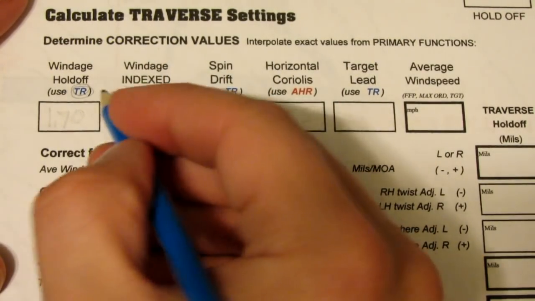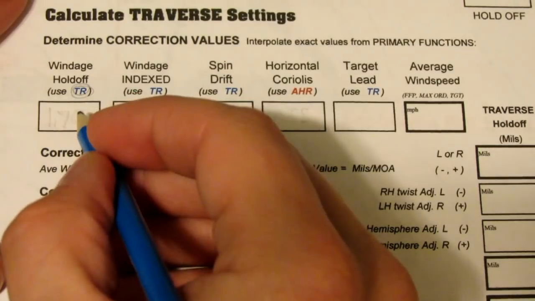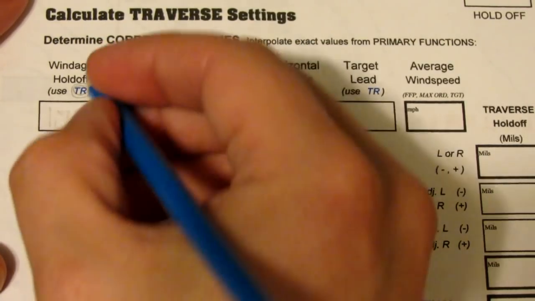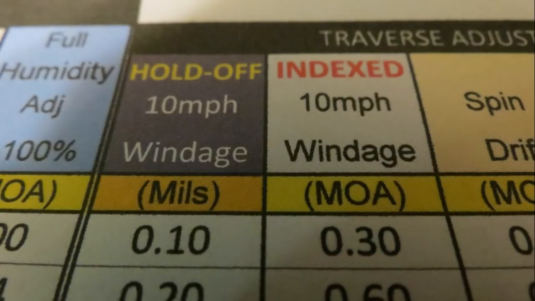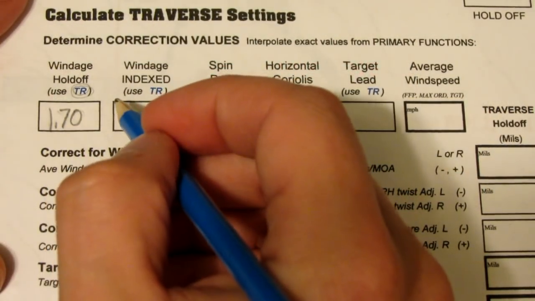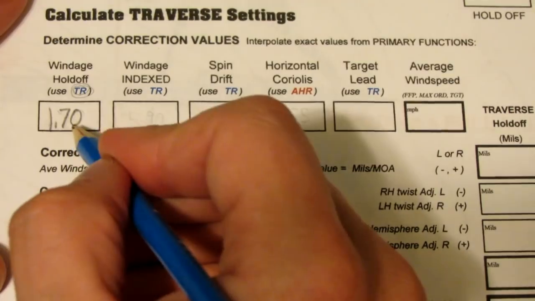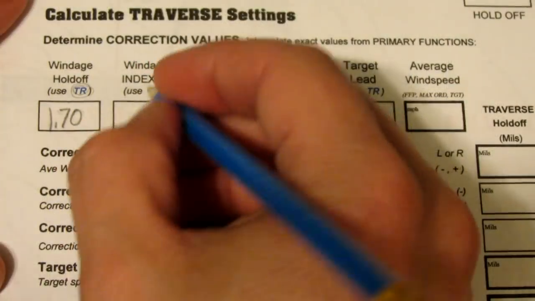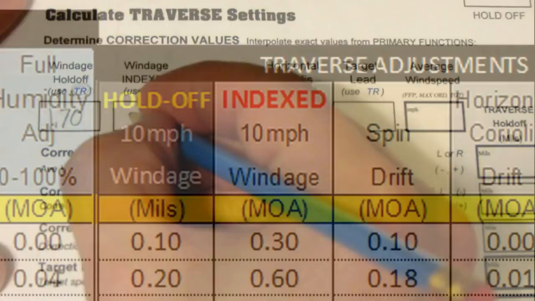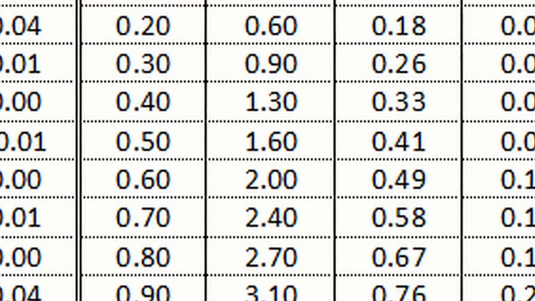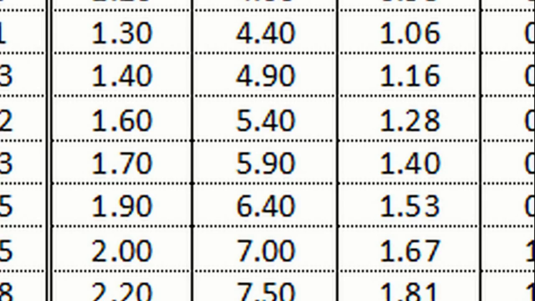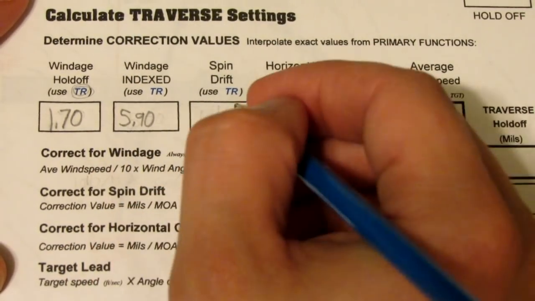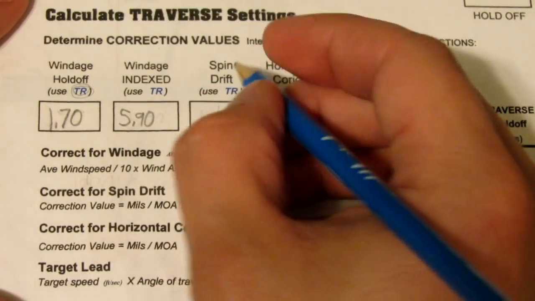And we simply look at our primary functions and look at the true range for our windage hold-off. That's in units of mils, because we're going to hold off in mils for a mil dot scope, obviously, right? 1.7 mils per 10 mile an hour windage difference. That's for a full value. Our indexed windage would be, what would that be? That would be 0.590 minutes of angle if we're going to dial it on the optic. Okay, that's for a full hold off per 10 mile an hour.